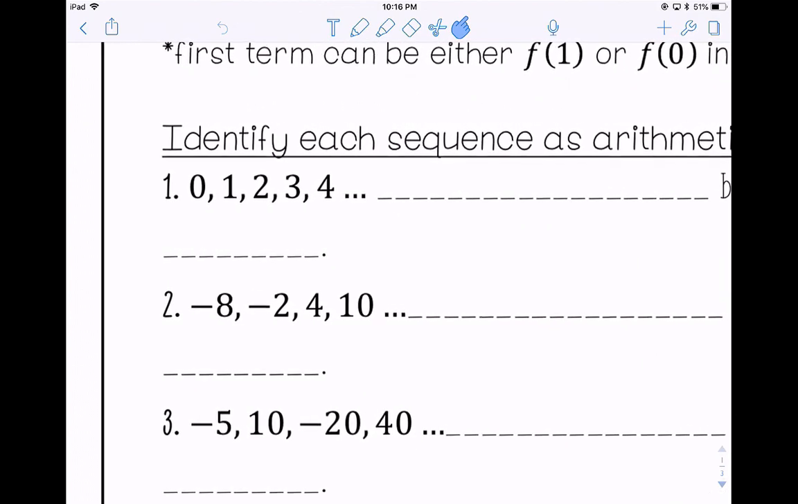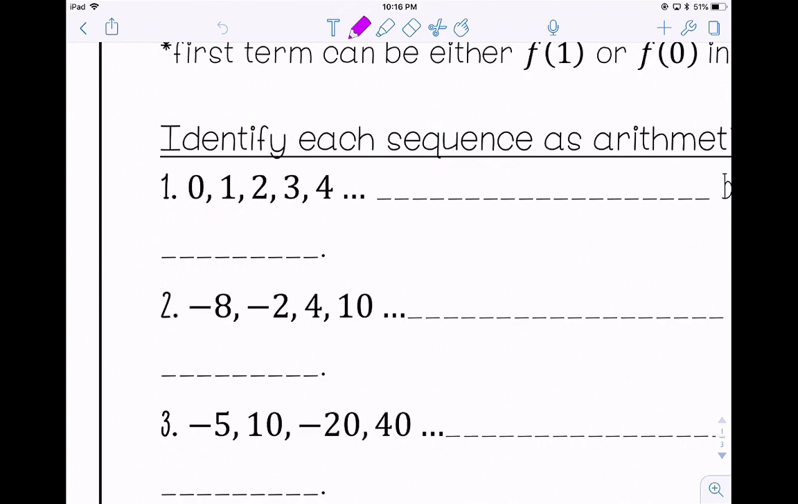So I'm going to zoom way in so I can write this. So right here, we're just adding 1. So this is plus 1. This would be plus 1, over and over again. So we're adding 1. So this would be an arithmetic sequence. I'm going to write that, arithmetic. That's an A. Arithmetic sequence.